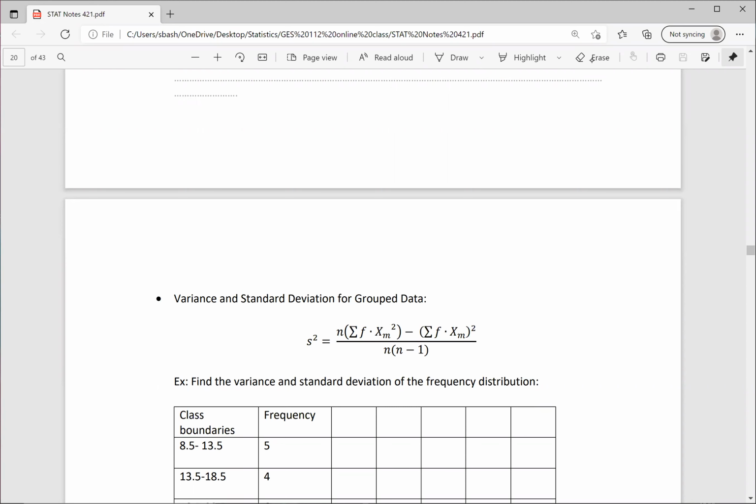We spoke about the variance and the standard deviation of ungrouped data in the last part. In this one, we are going to find the variance and the standard deviation of grouped data.